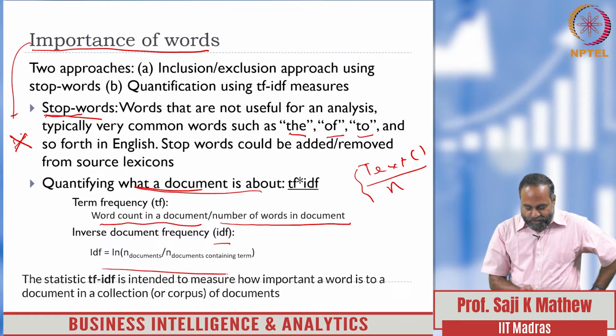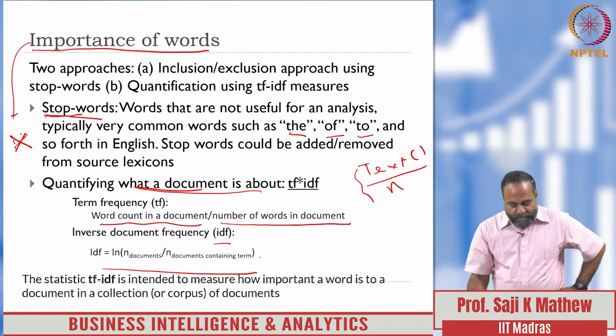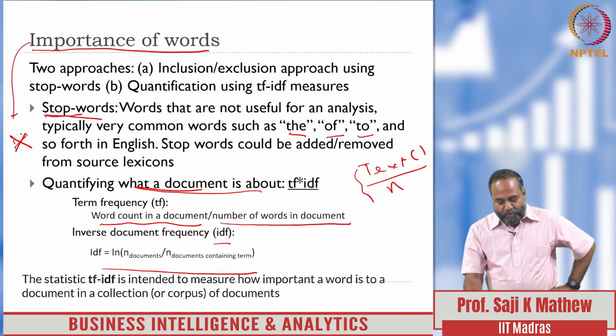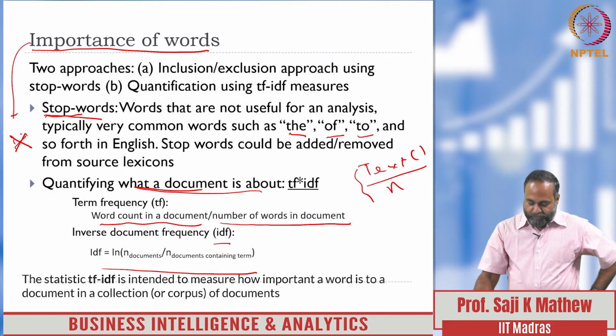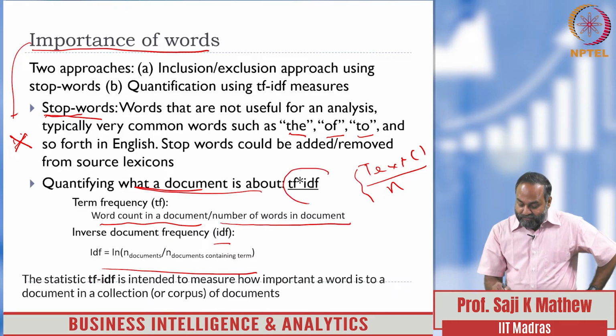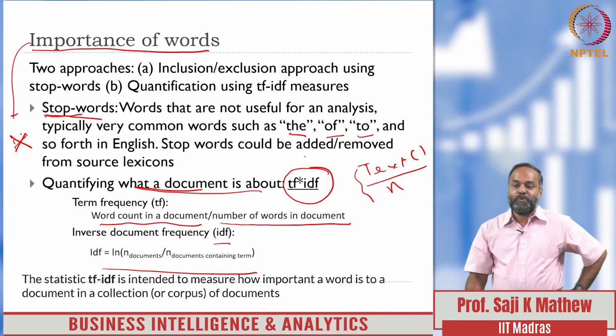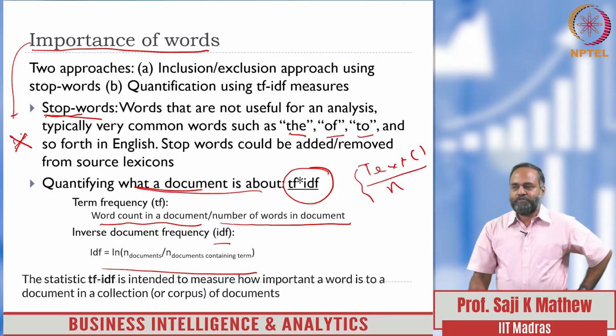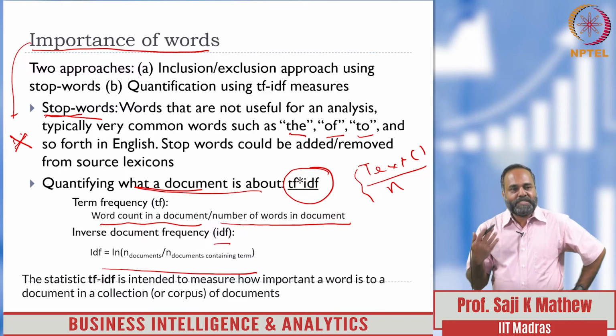Inverse document frequency is defined as the logarithm of the number of documents divided by the number of documents containing the term, and then the final measure is TF into IDF. What is this whole sense of TF into IDF, which is a widely used measure for the importance of words? What is the sense you get from this?